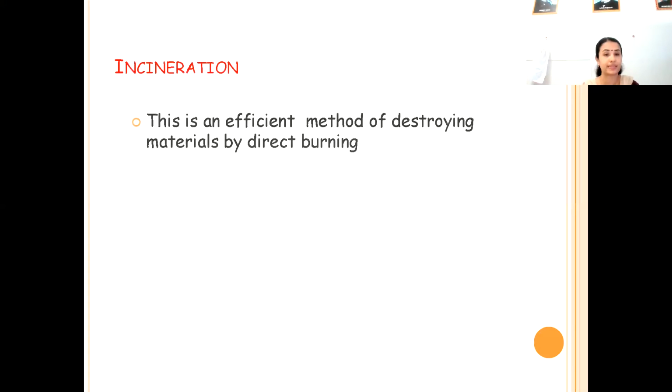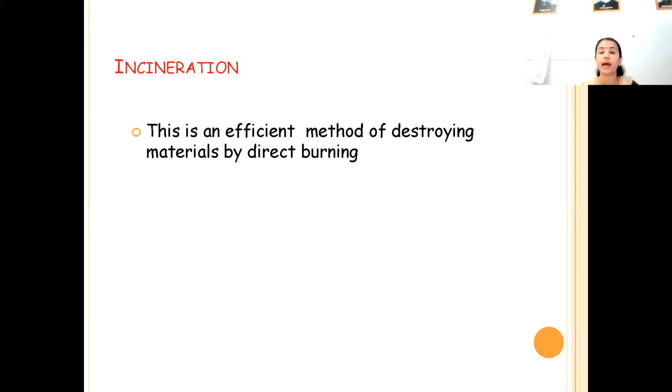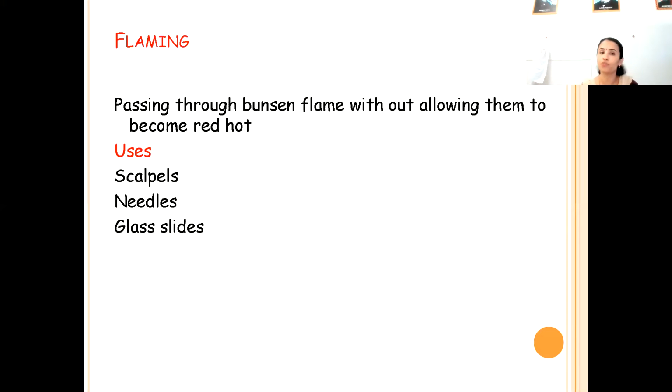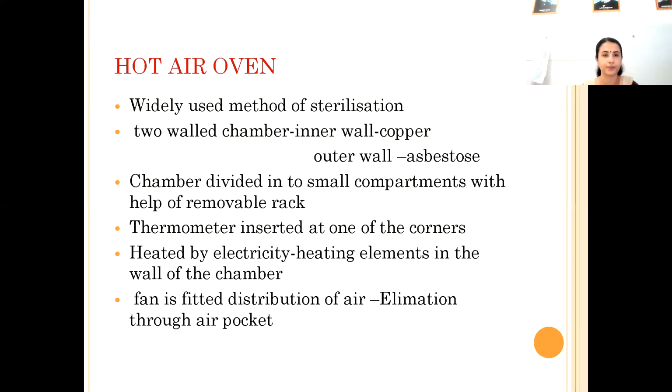Another method is incineration. Incineration is direct burning of contaminated materials at a high temperature of 800 to 1000 degrees Celsius. The main uses are contaminated clothes, animal carcasses, and pathological materials. Flaming has only some differences from red heat: the instruments are just passed through the Bunsen flame without allowing them to become red hot. That is called flaming. The main uses are for the sterilization of scalpels, needles, and glass slides.